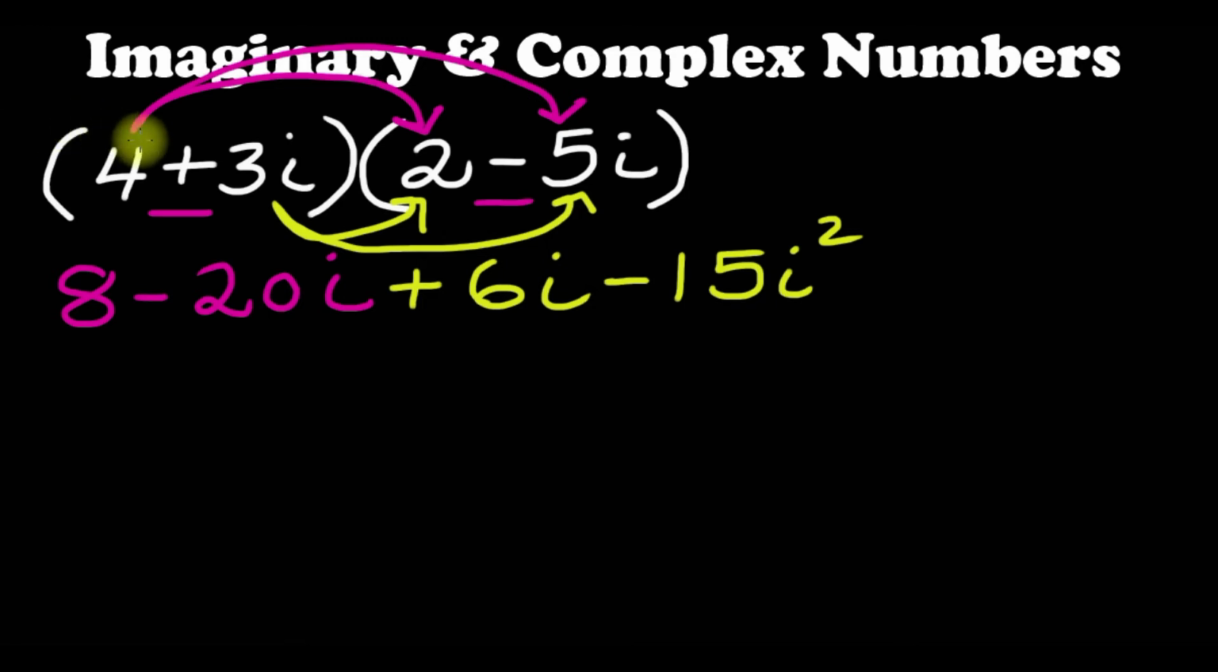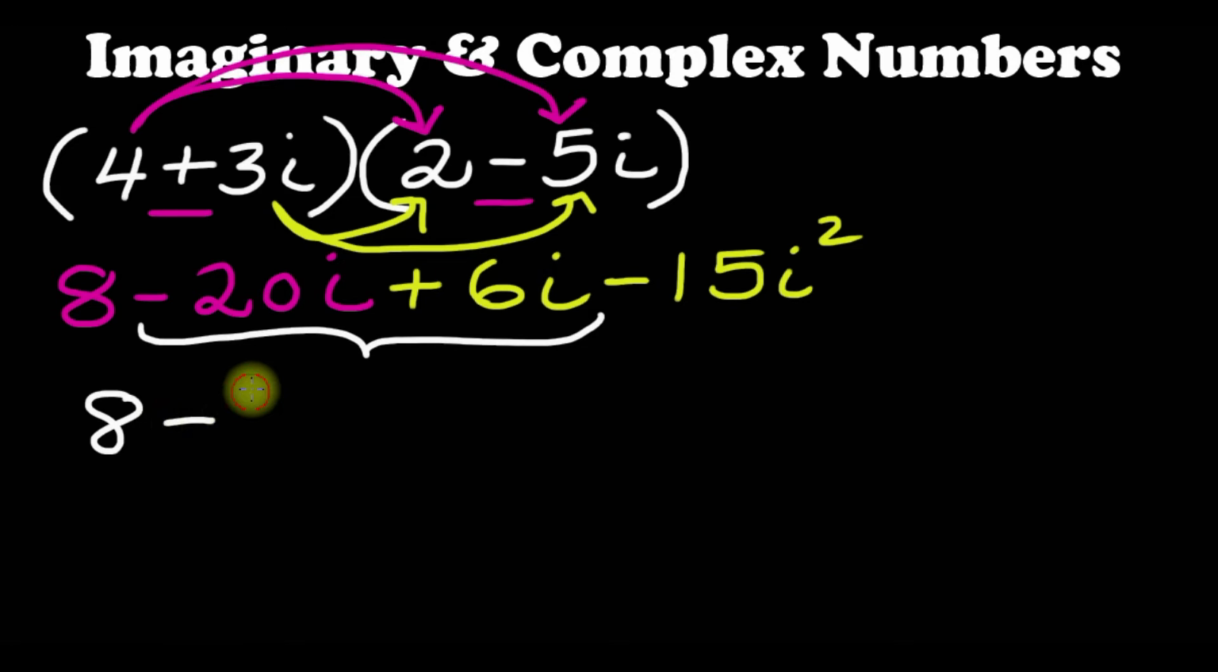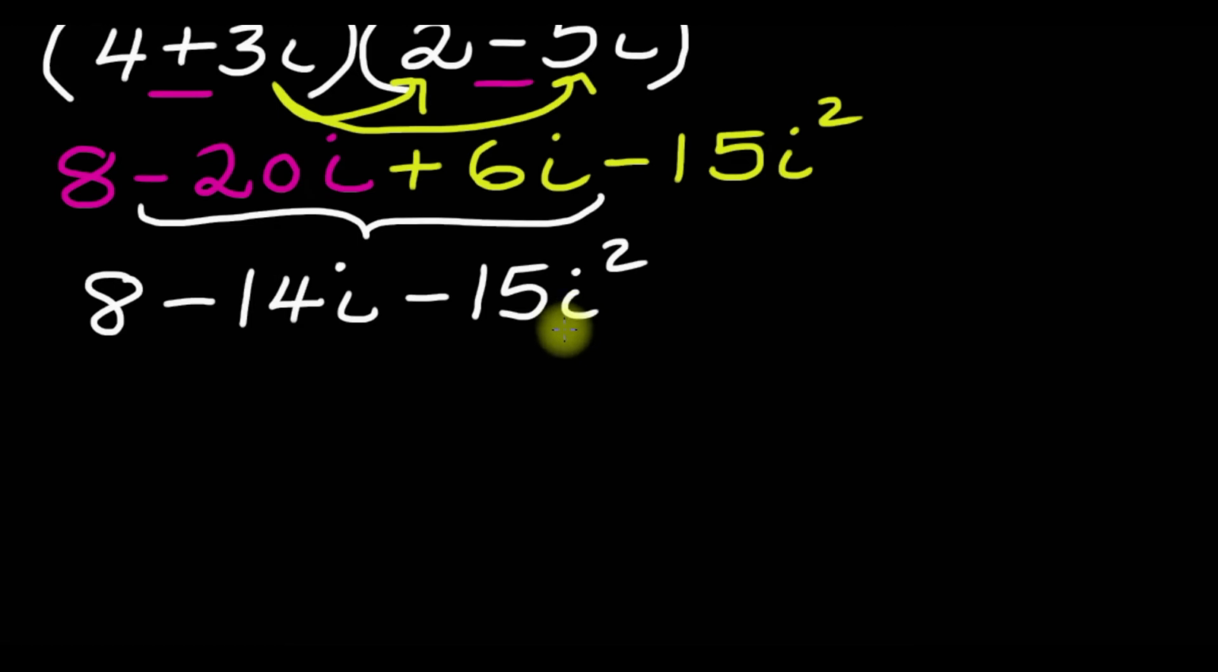So now we're going to combine like terms. Here you have negative 20i plus 6i. So that is going to give you negative 14i. And then bring down the negative 15i squared. And here we have i squared that we know the value of in terms of a real number. Okay, so i squared, we went over this earlier. We know that i squared is the same as negative 1. So we're going to replace i squared with negative 1.